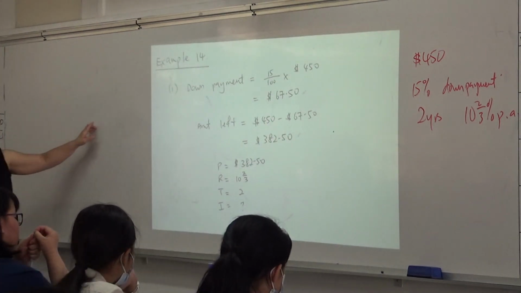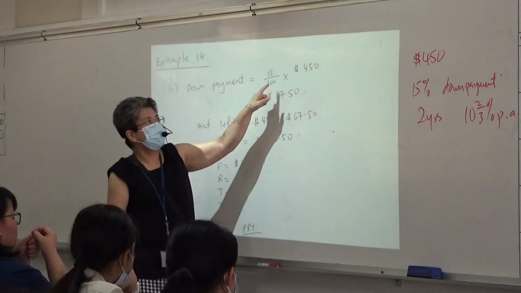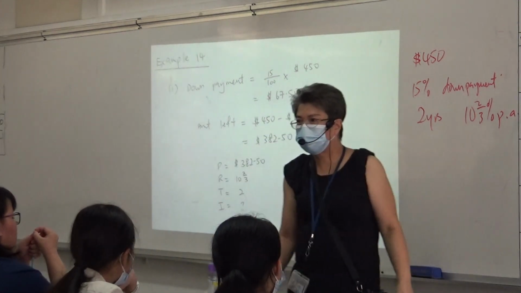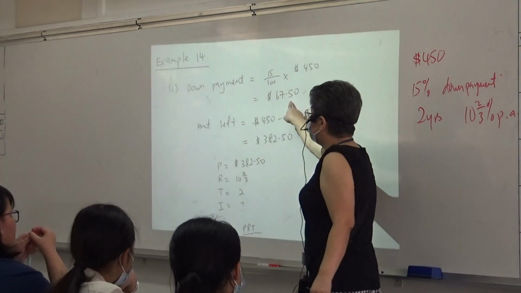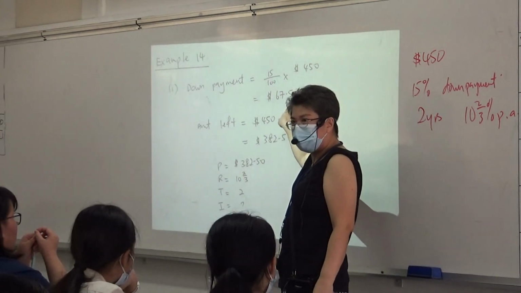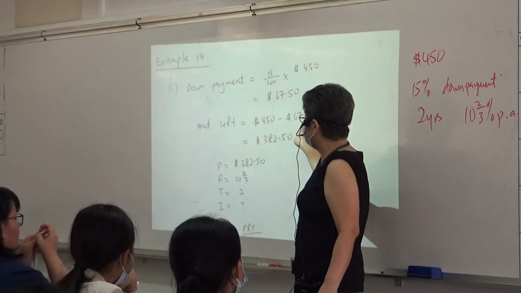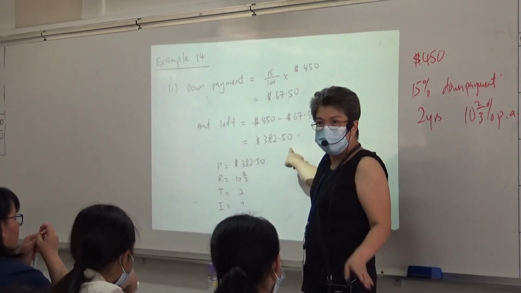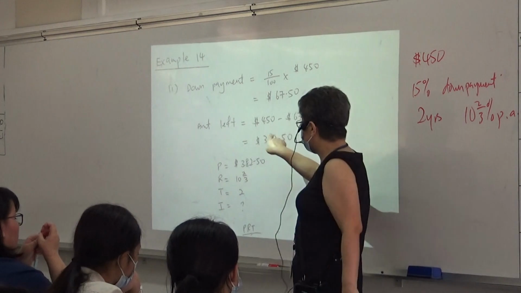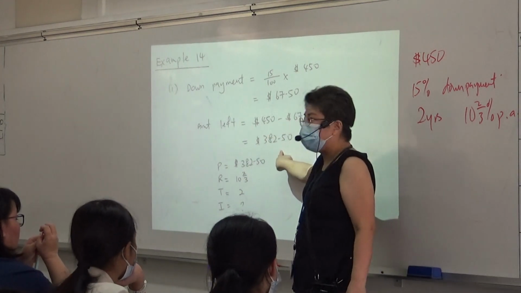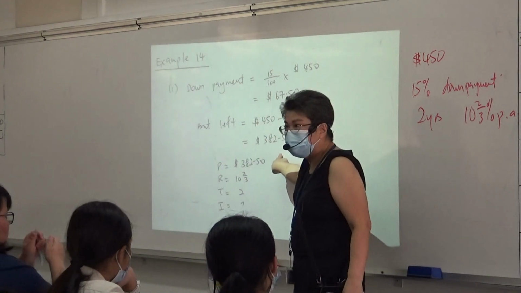Do you agree that down payment is 50% of 450? Yes. Okay, so it's 67.5, right? Yes. So what is left to be paid will be 450 minus this, right? So the interest is being charged on this that you haven't paid. Do you understand what I'm talking about?